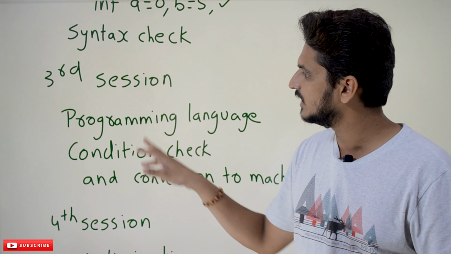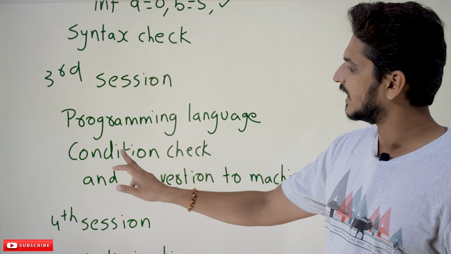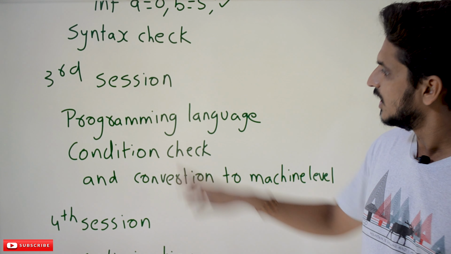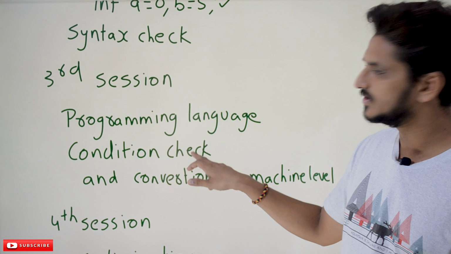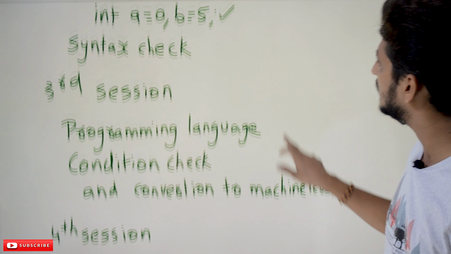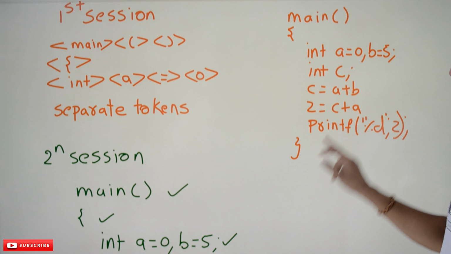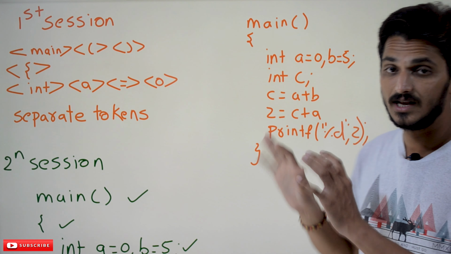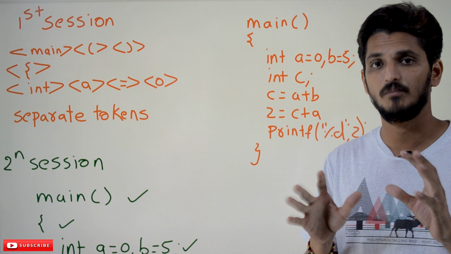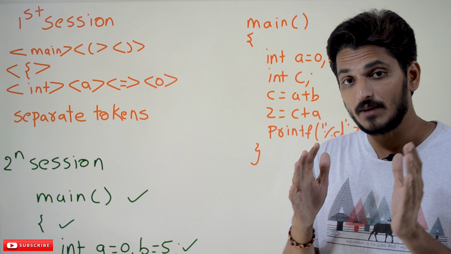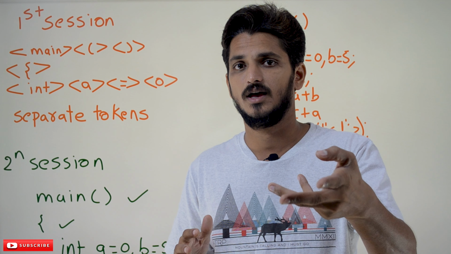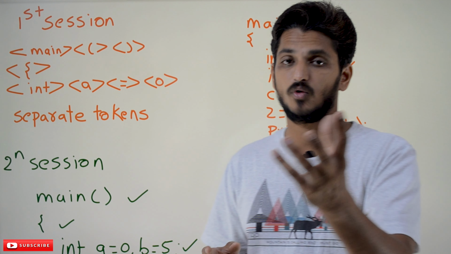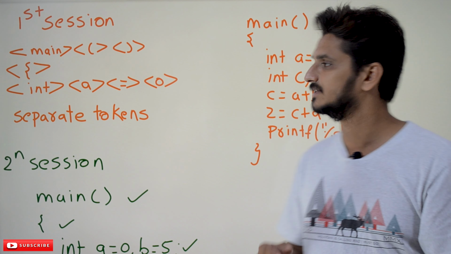Third session is going to deal with the programming language condition check and conversion to machine language, machine level language. Programming language condition check. What does that mean? From this program, our compiler clearly identified this program is syntactically correct. But this is not enough for compilers. Each programming language has some conditions. Different programming languages have different conditions. What are those conditions? Let's try to understand with a simple example.